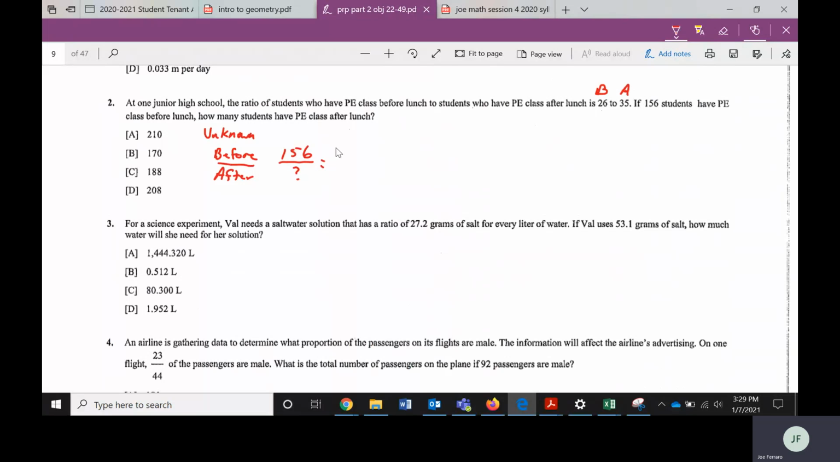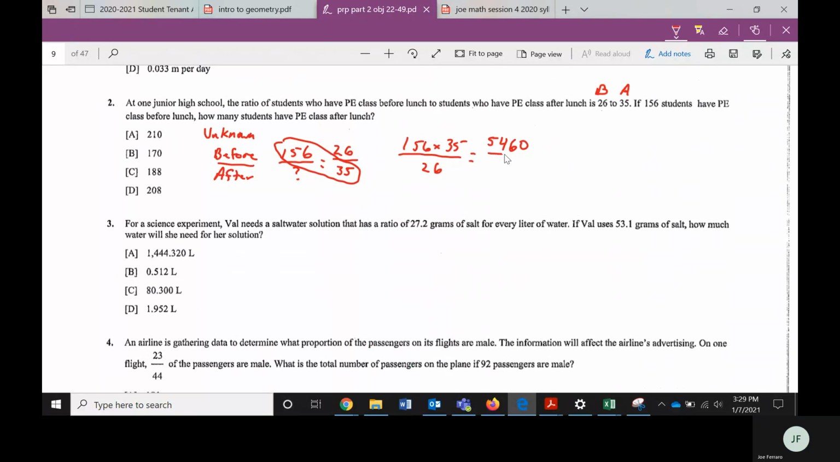So this one is going to be a step less than some of the ones we've done in other sections, because we don't have any adding or subtracting to do to get these two items. So now let's just cross multiply and divide. So take the diagonal with two numbers. So we're going to have 156 times 35, all divided by 26.